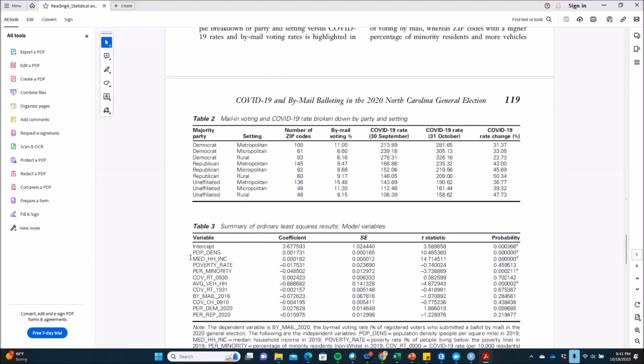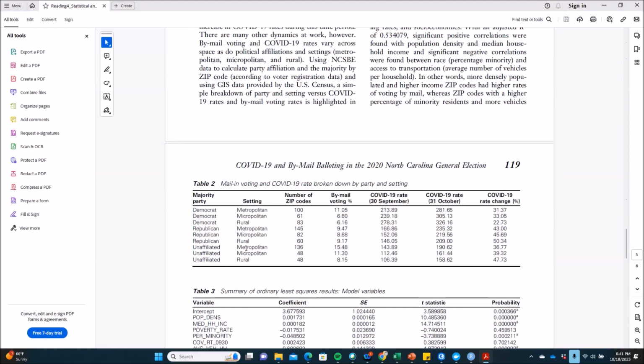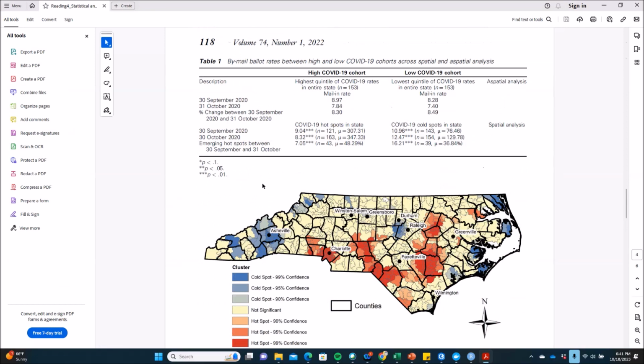Now I go through and do my little two-tailed t-test. You can see with the spatial one, there are no significant differences. With the hotspots, there are significant differences, but the areas with low COVID have high by-mail rates. It's the total opposite of what I was thinking.